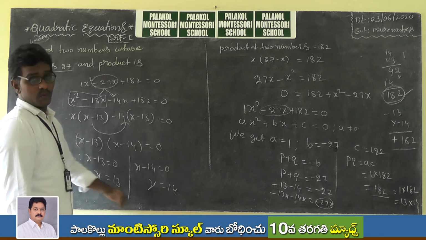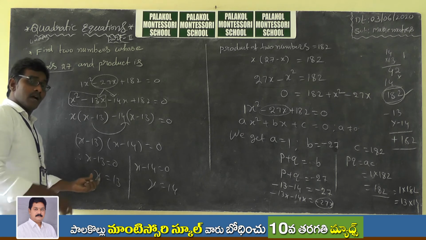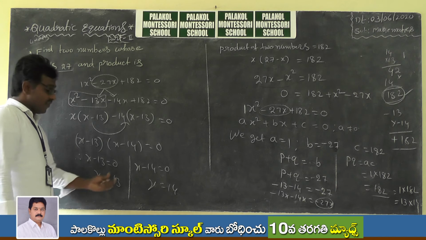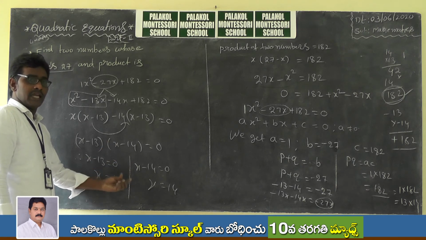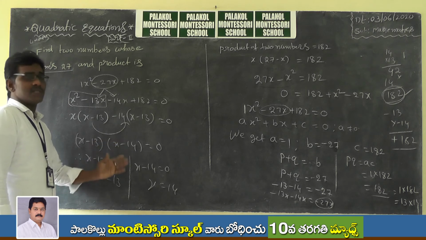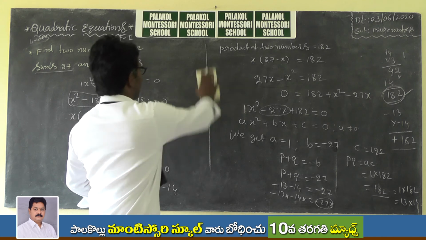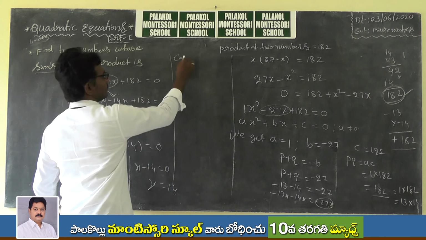So here two cases are formed. Suppose case 1, if x is equal to 13, the other number is 27 minus 13, which is 14. If x is equal to 14, that means the first number is 14, and the other number is 27 minus 14, which gives 13. Okay. Now see case 1 and case 2.